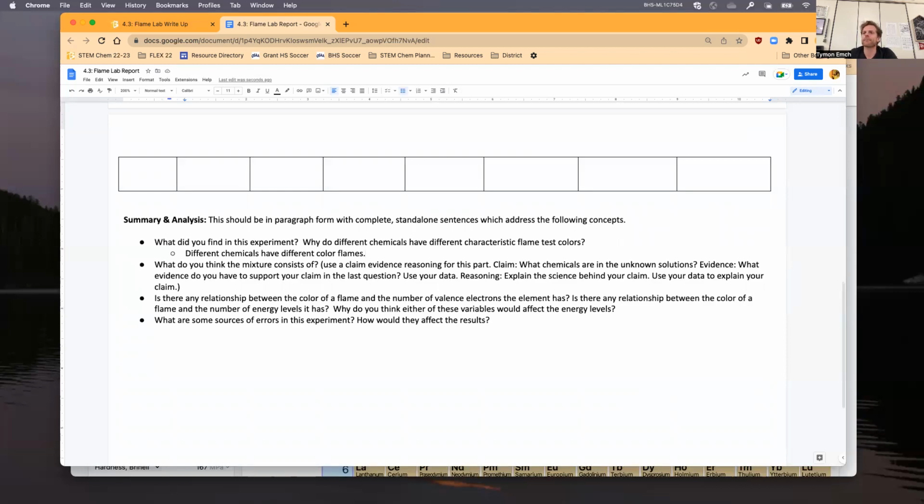If you were to say, when conducting the flame lab test, different chemicals were exposed to a flame, which produced different colors. That is a standalone sentence because you don't need this question right here to really understand the context of it. Okay, so again, this is a paragraph with complete standalone sentences that addresses these things right here.